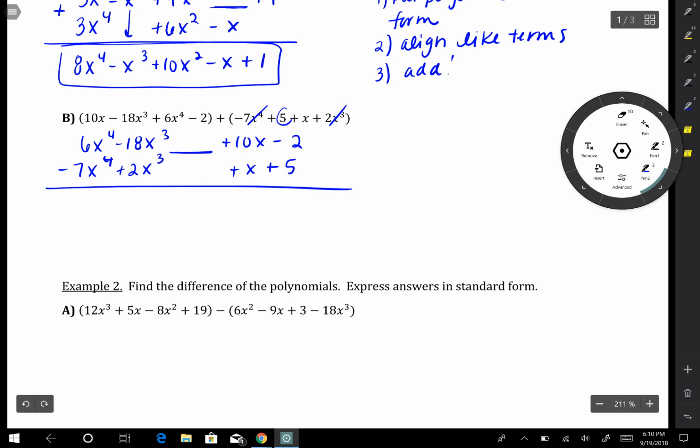All right, now I'm just going to combine like terms. 6x to the fourth minus 7x to the fourth is just a negative x to the fourth. Negative 18x cubed plus 2x cubed would be negative 16x cubed. And then I don't have a squared term, but 10x plus x is 11x. And then negative 2 plus 5 is positive 3. So that is adding.